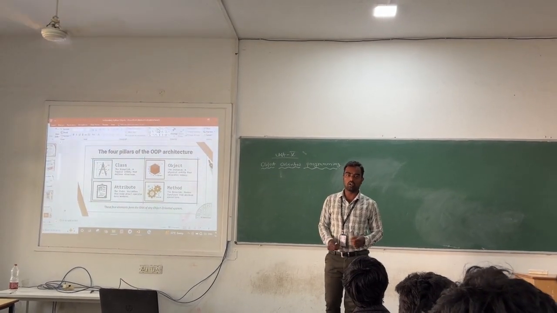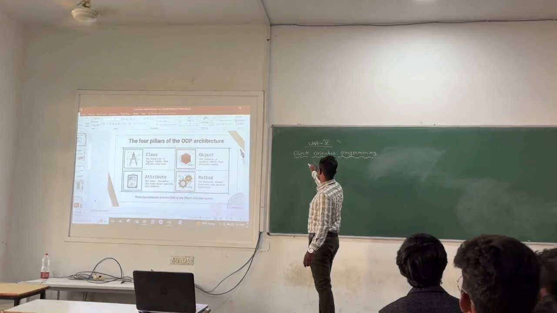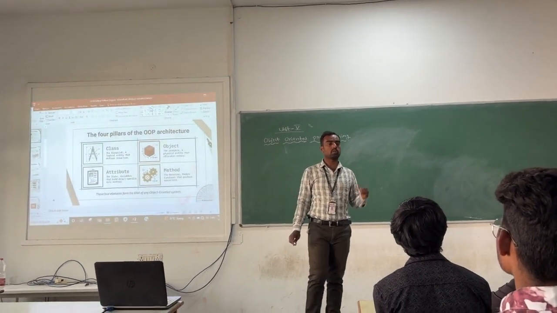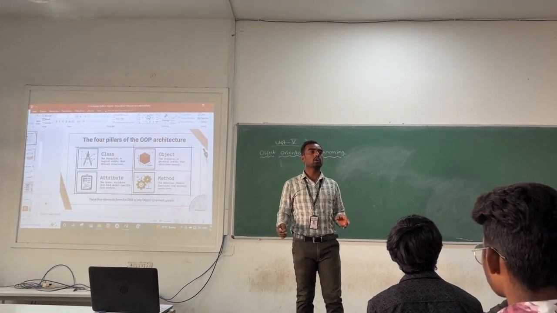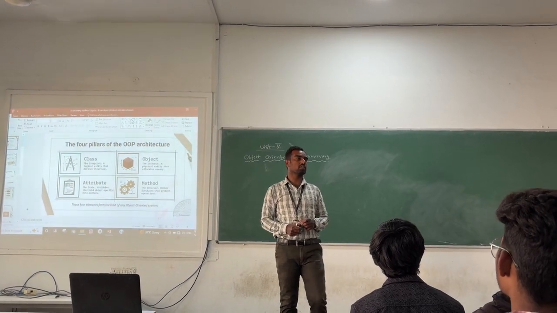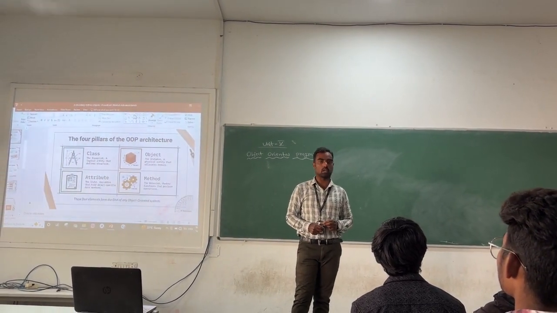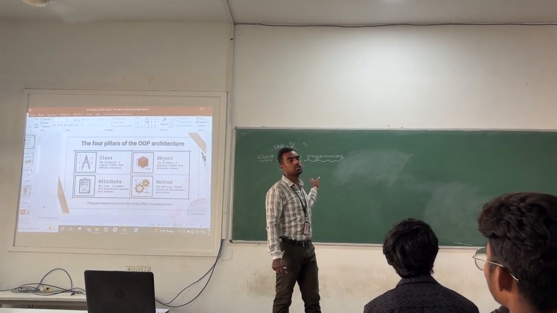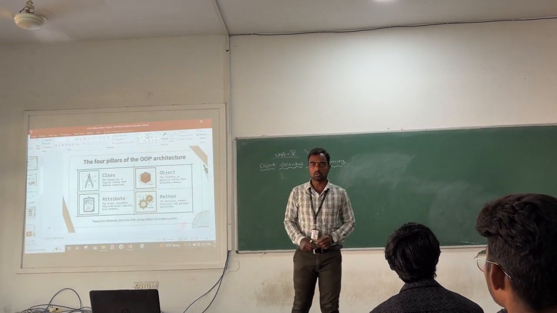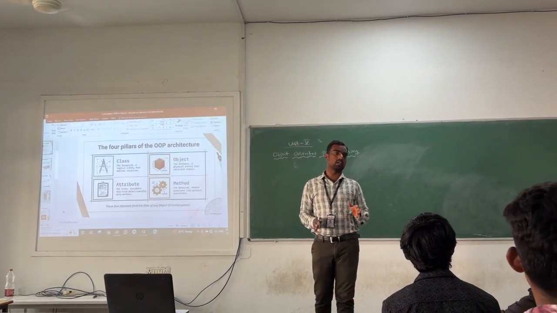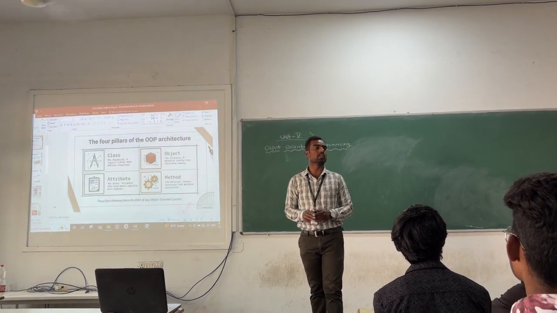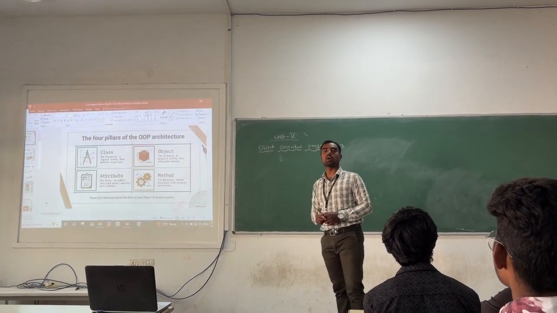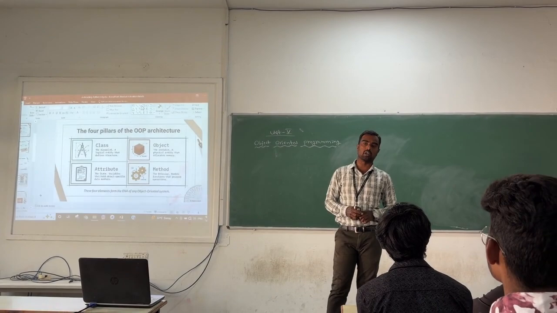First of all, we should know what is object-oriented programming, and how it is different from traditional programming. In any programming language, we have two types of programming: one is traditional programming, and one more is object-oriented programming. Whatever we discussed up to the fourth unit is traditional programming. Especially in this fifth unit, we are going to discuss object-oriented programming.